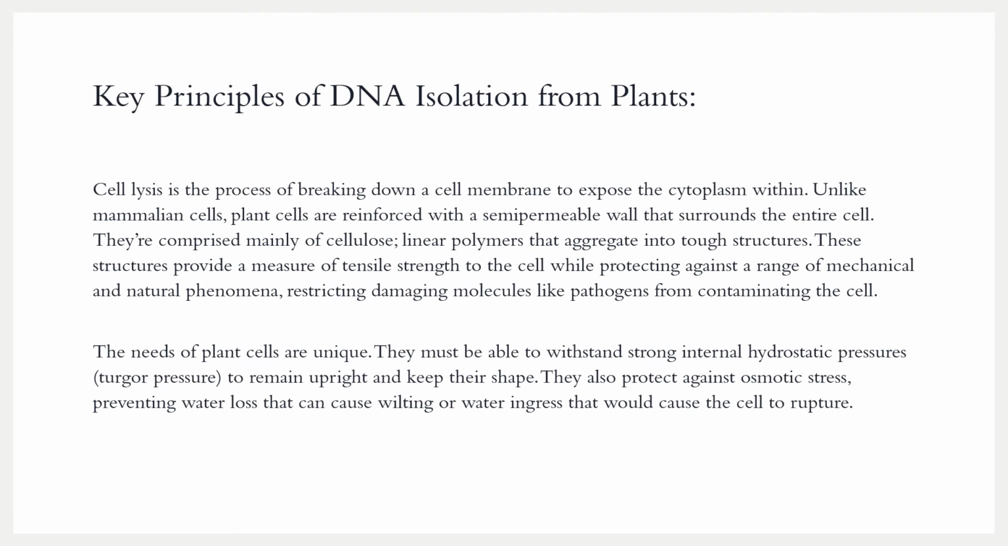Key principles of DNA isolation from plants. Cell lysis is the process of breaking down a cell membrane to expose the cytoplasm within. Unlike mammalian cells, plant cells are reinforced with a semi-permeable wall that surrounds the entire cell. They are comprised mainly of cellulose, linear polymers that aggregate into tough structures.